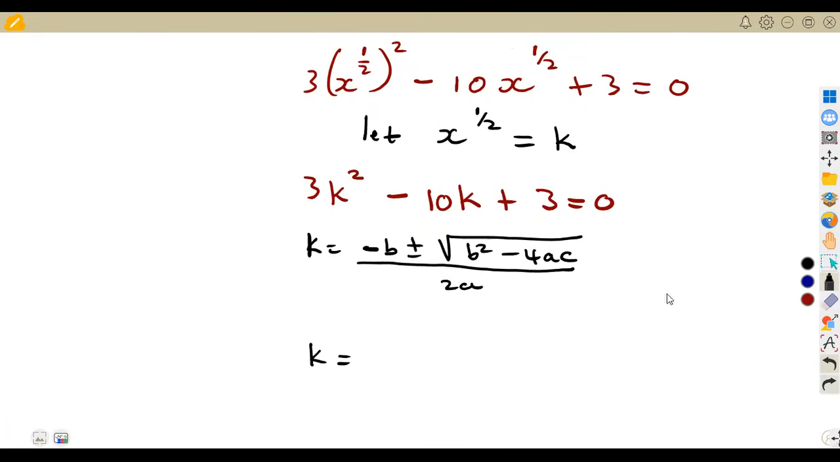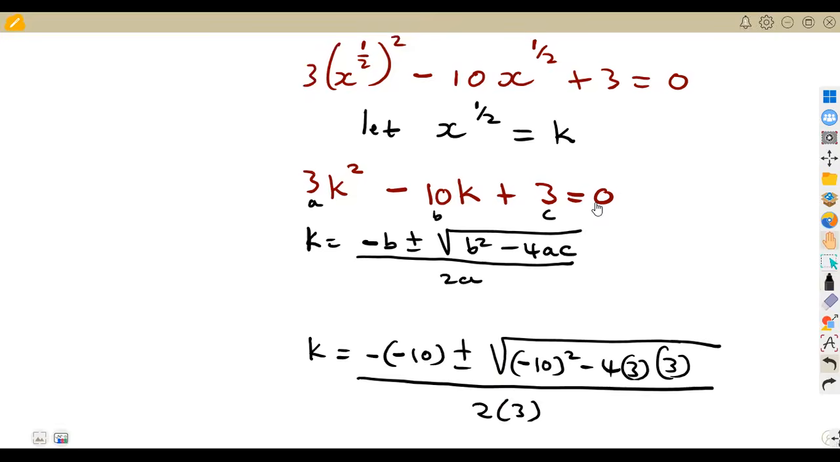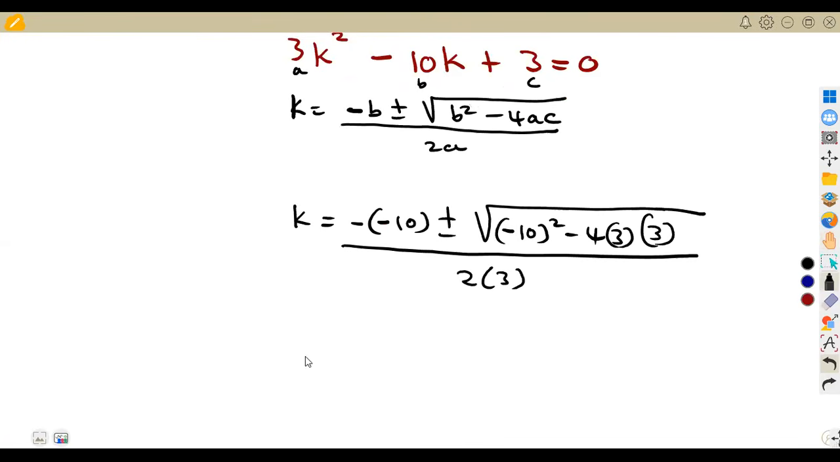So that's negative b, our b is 10. Remember, this is our a, our b, and our c. So you're going to have negative b, which is negative 10, plus or minus the square root of b squared, which is negative 10 squared, minus 4 times a, which is 3, times c, which is also a 3. Okay, so that is it. Everything over 2 times a, our a, which is a 3 in that case. Okay, so this is giving us the value of k, not the value of x. Remember that.